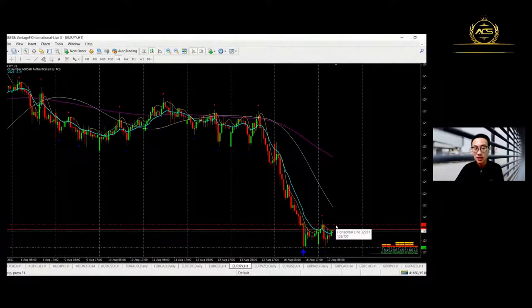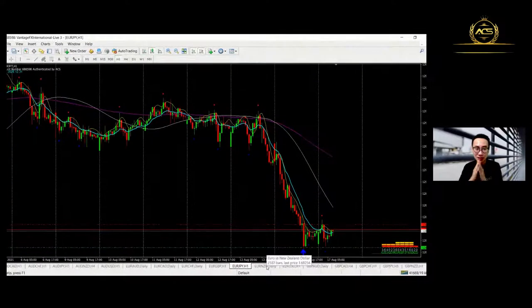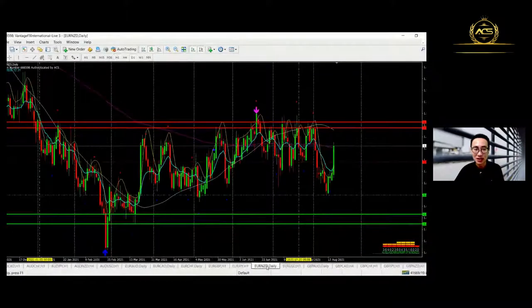是我们要先等它是去尝试这个压力位置。如果这个压力位置可以碰到, 而且不突破的话呢, okay, 这样的话就有很大的机会可以做空了, okay? All right.